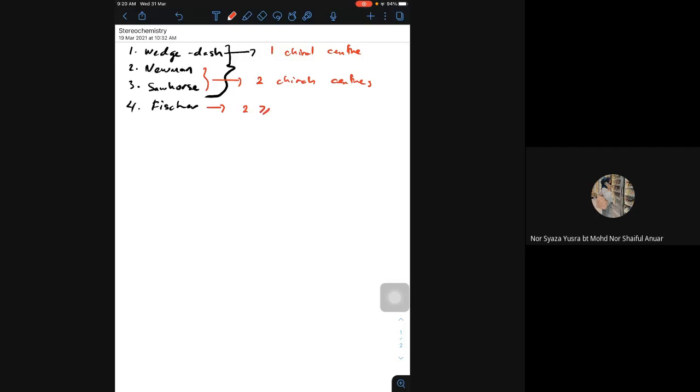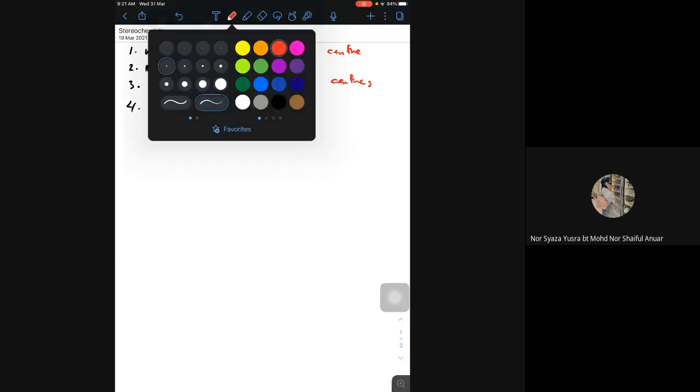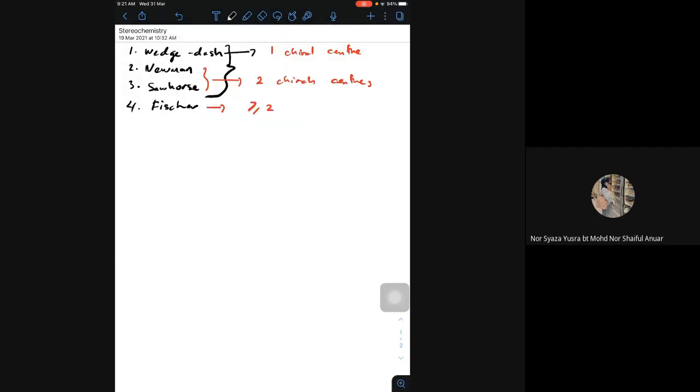Sorry, not this way. It should be more than or equal to 2, then you can opt for Fisher projection. So for the wedge dash, we're going to look at this first. Number 1, wedge dash projection. This is mainly used for organic compounds with one chiral center.